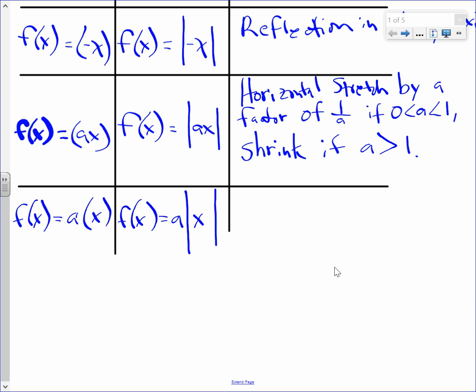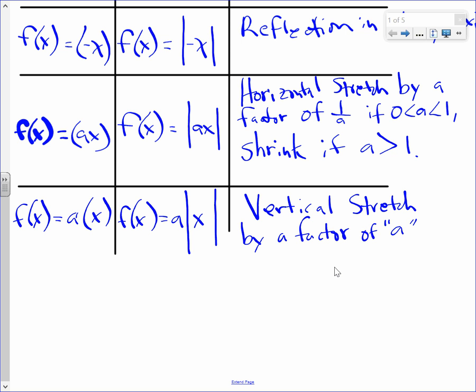Well, let's summarize. Vertical stretch by a factor of A only, not 1 over A, just A. If A is a fraction, remember here's a fancy way to write a fraction, if A is greater than 0, less than 1, it's going to be a vertical shrink. If A is not a fraction, that means A is greater than 1.